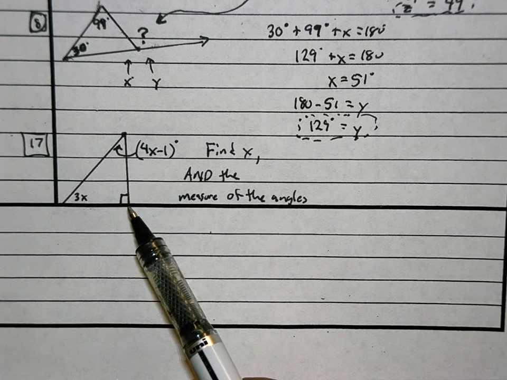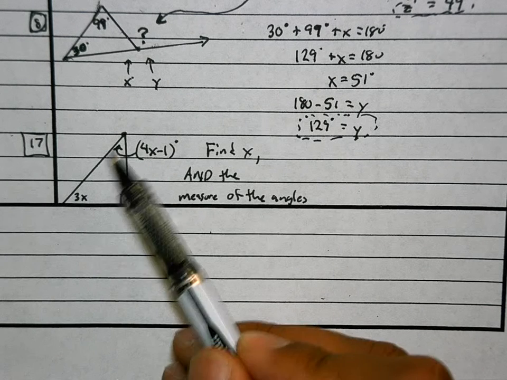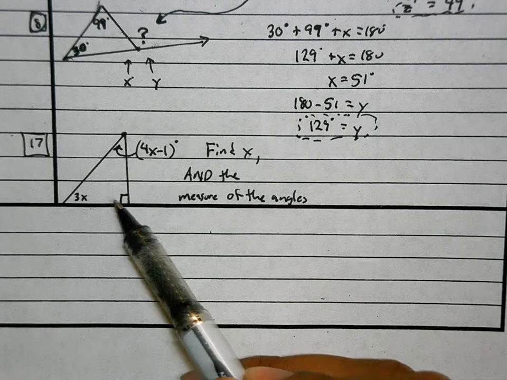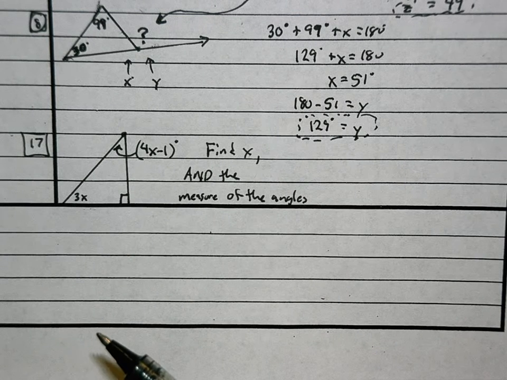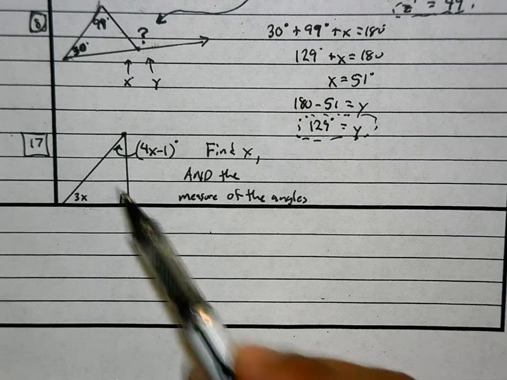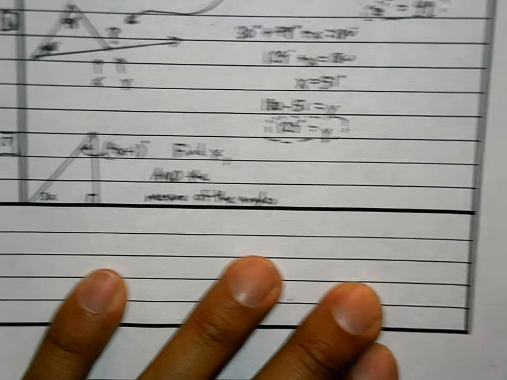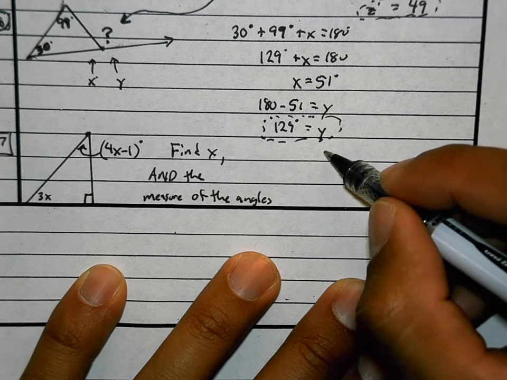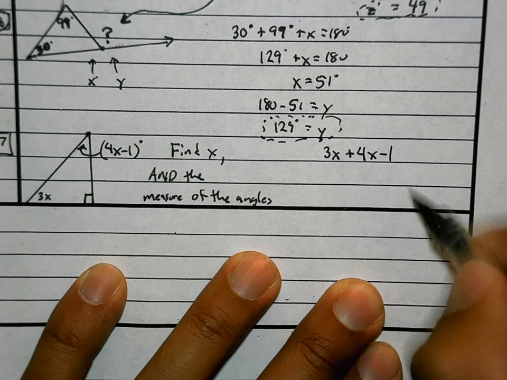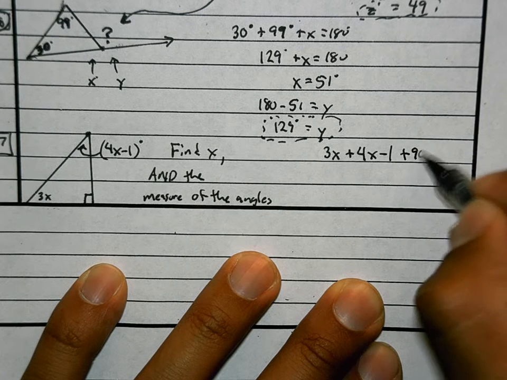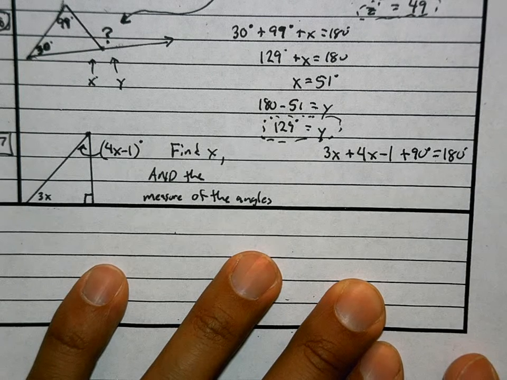90 degrees. Perfect. And then this and this and the 90 should all add up to be, just like we did before, a straight line. What does that mean? How many degrees do all three of these add up to be? So then in your work, which I'll put over here, we have 3x plus 4x minus 1 plus 90 degrees should equal 180 degrees. It's a long equation.